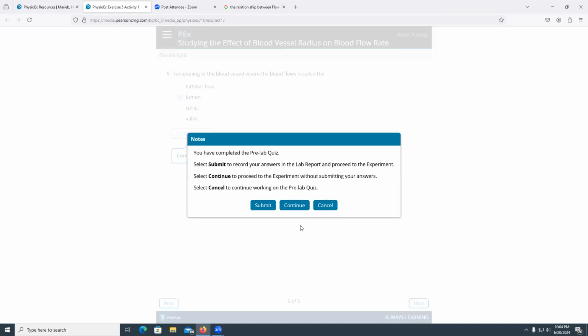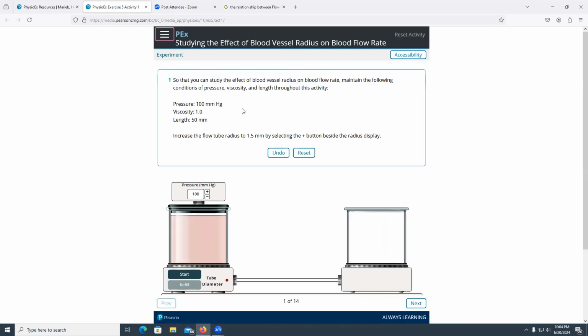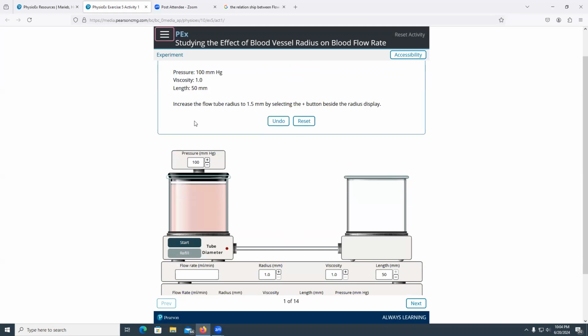So now let's go ahead and start the experiment. Here they want us to study the effect of the blood vessel radius on the blood flow rate, maintaining the following conditions. So we have to maintain the pressure, we keep it at 100. The viscosity, we keep it at 1. And the length of the blood vessel is 50. And then they want us to make the radius 1.5. Okay, so that's the radius.